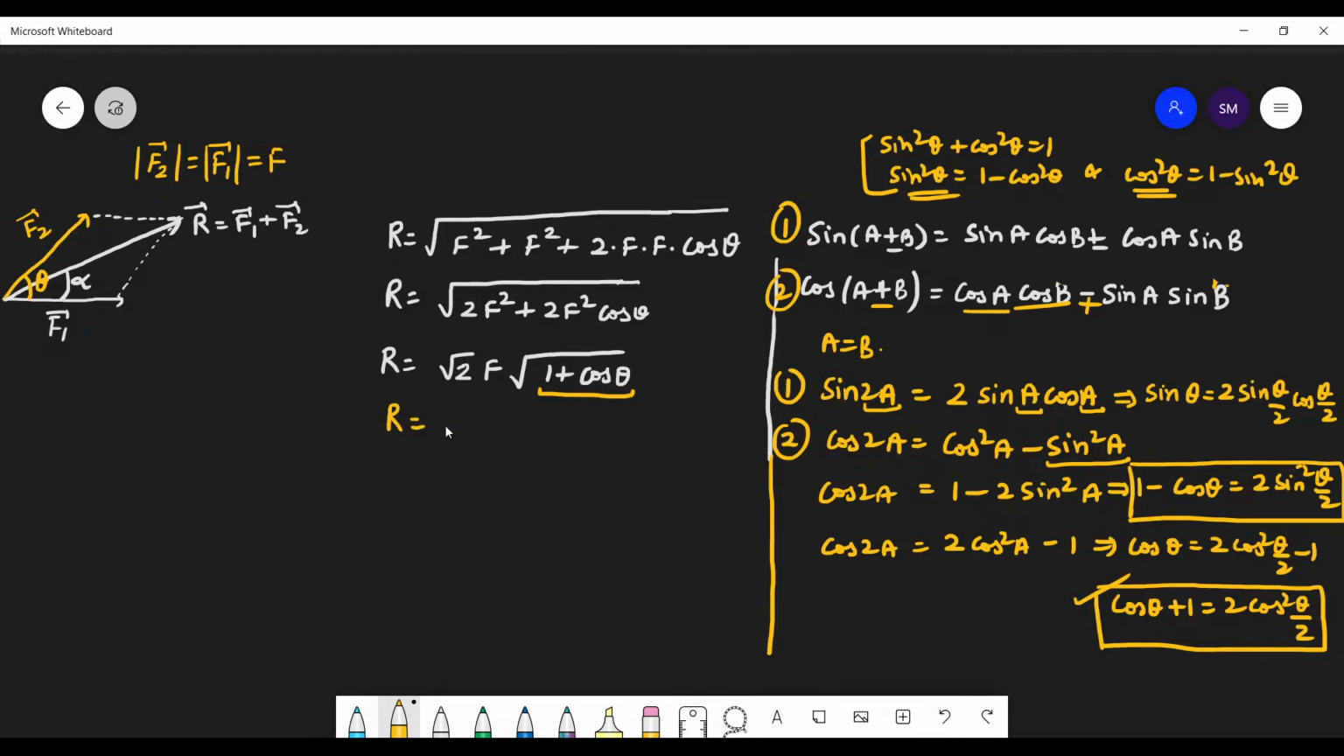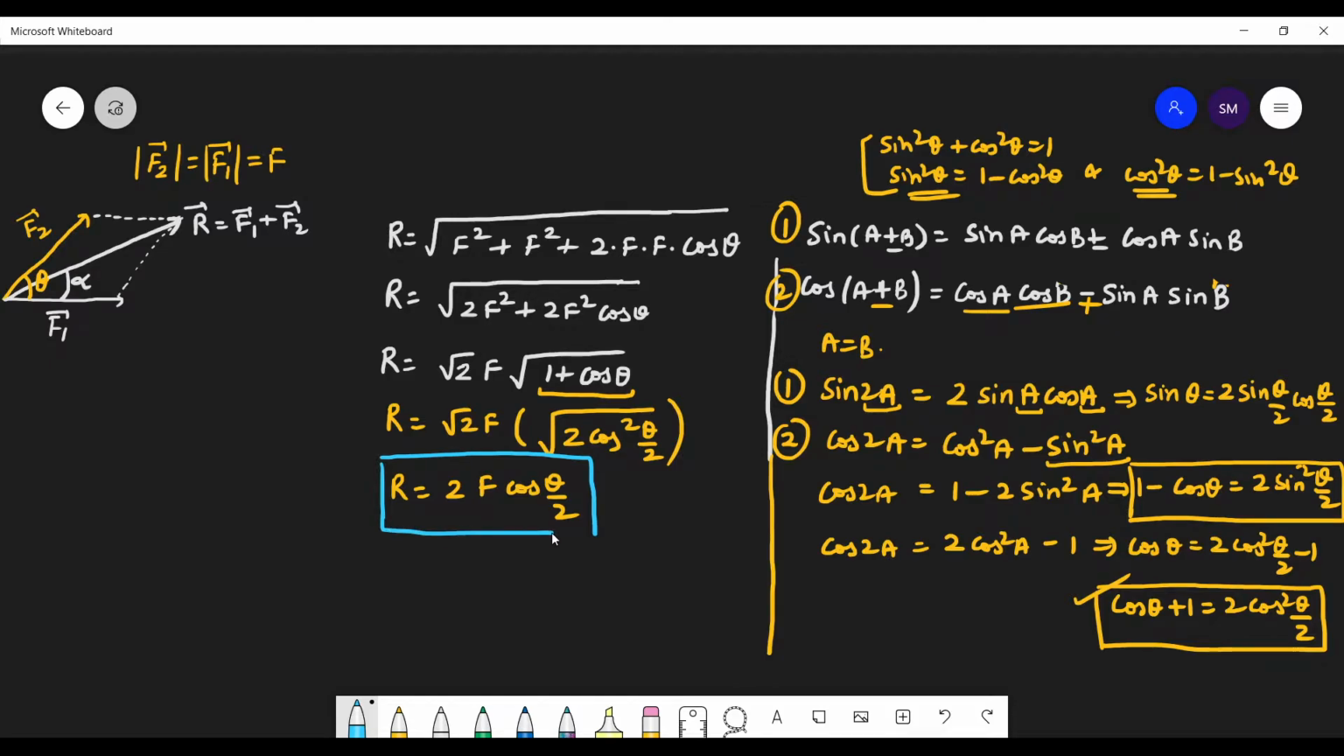So what do I get here? R will be equal to root 2f into, under the root 2 cos square, so this formula I'm using, 2 cos square theta by 2, right? So I get R is equals to, root 2 is 2, so 2f cos theta by 2. So students, this is your resultant, and now you can put any value of theta here.